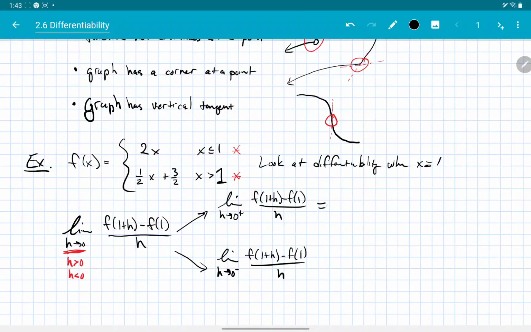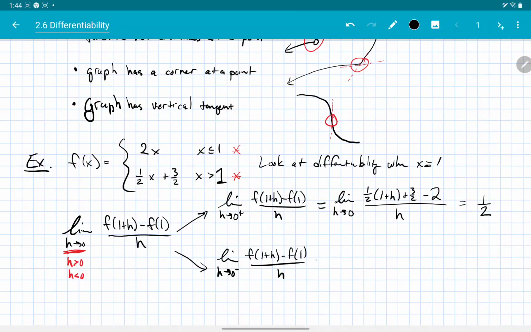Okay, let's look at the limit from the right. That's when h is positive, which means we are in the second form of this function that was written down. We're at the 1/2 x plus 3/2. So it'll be 1/2 times 1 plus h, plus 3/2, minus 2, because f at 1 is 2. And then we divide by h. And just to save space here, when you calculate this, it comes down to being exactly 1/2.